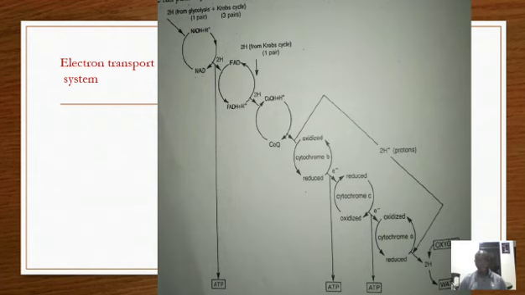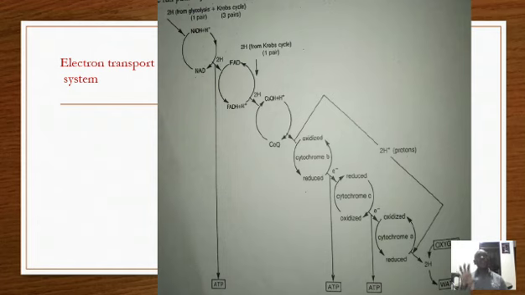We have said that this process of ETS involves oxidation of cytochromes, leading to formation of ATP in presence of oxygen, a process known as oxidative phosphorylation. Oxidative phosphorylation, which briefly is the formation of ATP in presence of oxygen.